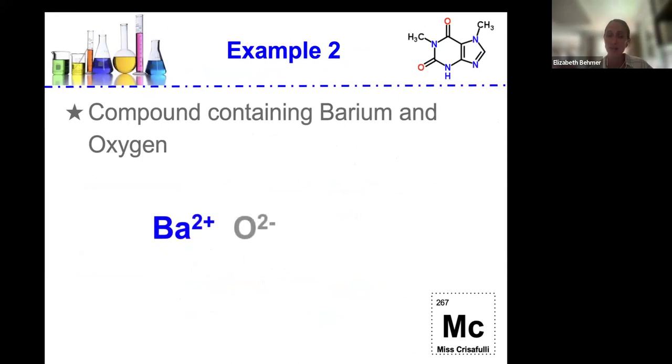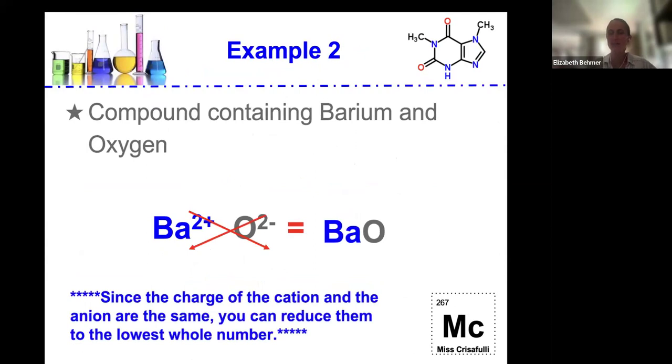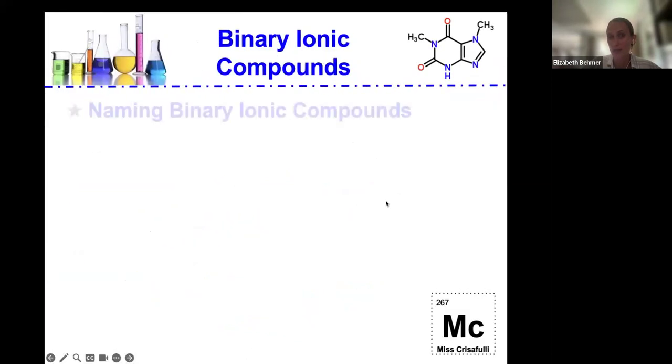Example number 2, write the formula for the compound containing barium and oxygen. Barium has a 2+ charge, oxygen has a 2- charge. Crisscross the superscripts, turn them into subscripts, and we get BaO because the 2 down and 2 down, they'll cancel each other out. So barium oxide. Since the charge of the cation and the anion are the same, you can reduce them to the lowest whole number, which is 1. That's why they disappeared.